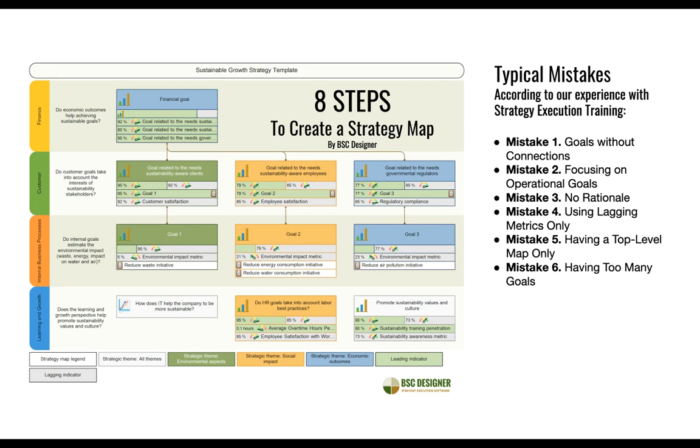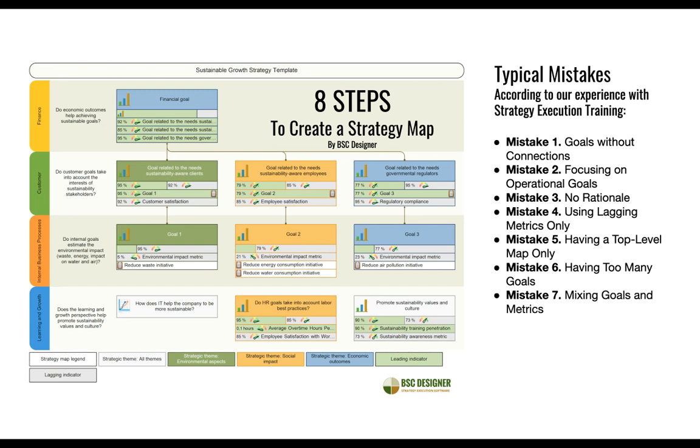Another reason why it happens is because you put goals of different levels of abstraction on your map. You put, as I mentioned in mistake 2, strategic and operational goals, and you also put something on the map that looks like an initiative. It should be an initiative, but you put it as a goal, and that's one of the reasons you have too many goals.